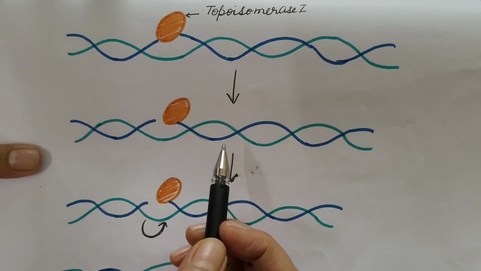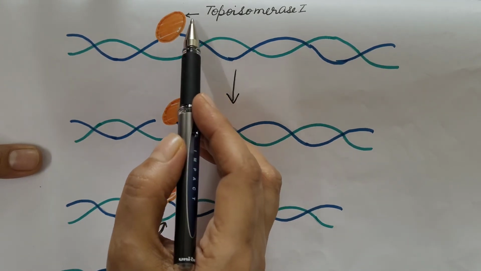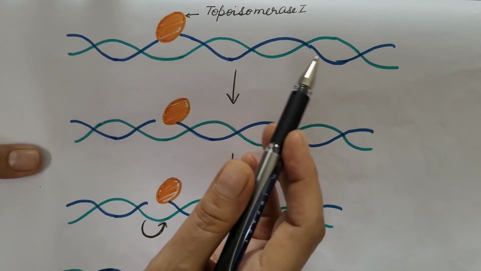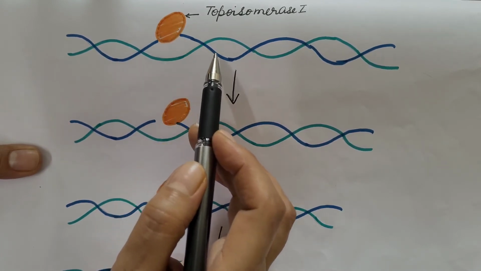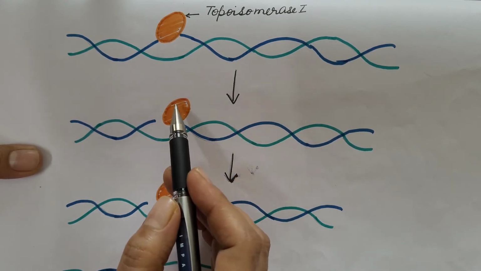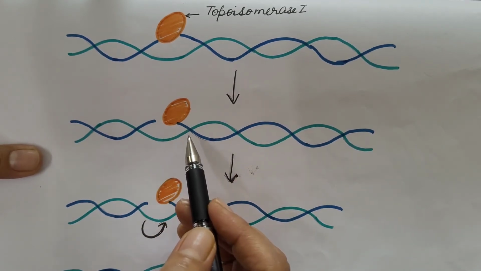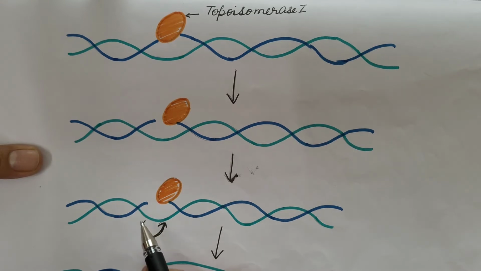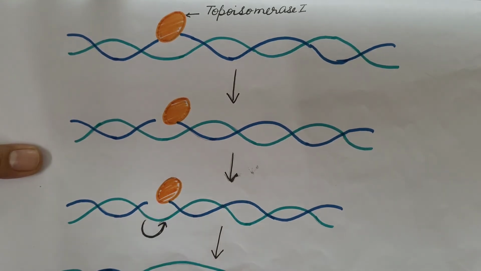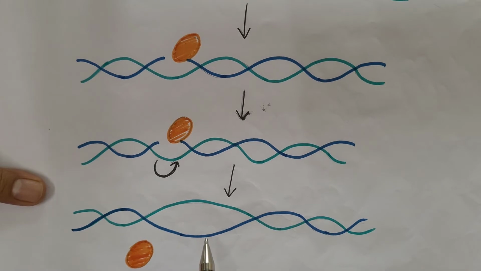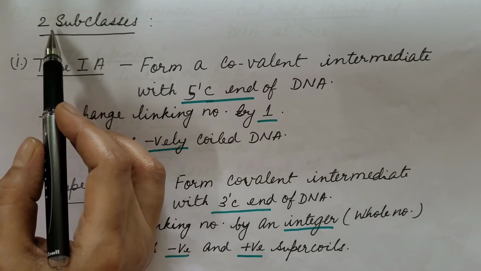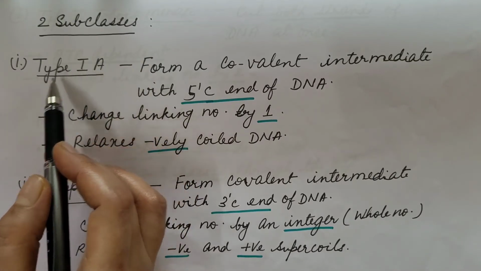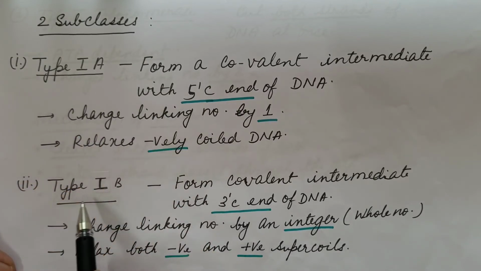Now let us understand this with the help of the figure. This is topoisomerase 1 enzyme and this is double stranded DNA. Topoisomerase 1 enzyme comes and binds with one of the strands of the DNA. It cleaves this strand of the DNA, and then the uncleaved strand passes through the gap of the cleaved strand. Then the religation or rejoining of the cleaved strand takes place. Now the DNA is relaxed.